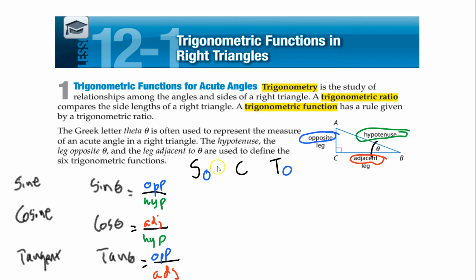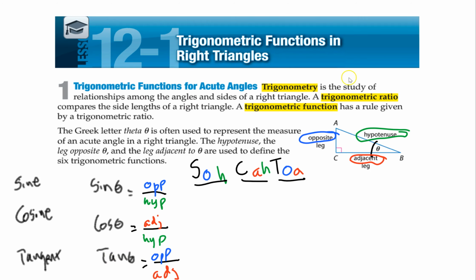Let me get this down first. I need the A. Color coordinating is hard, or time consuming at least. There we go. So SOHCAHTOA. And it's just like it sounds. If you know how to spell it out, sine is opposite over hypotenuse. Cosine is CAH, adjacent over hypotenuse. And tan is TOA, opposite over adjacent.